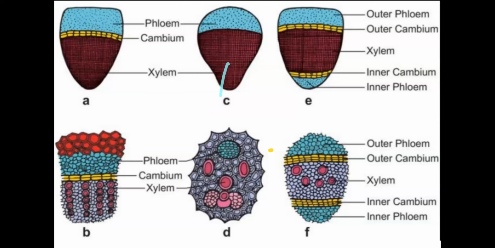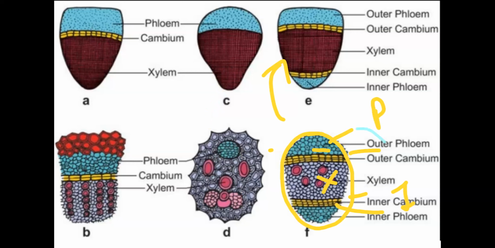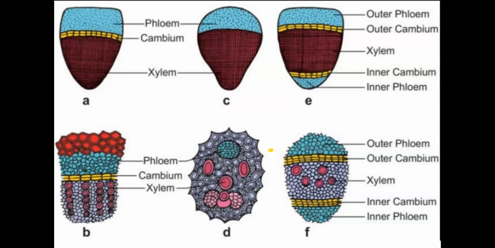And this last one, when I point out this last one: outer phloem, inner phloem, outer cambium, inner cambium, and xylem. Which is this category? Yeah, conjoint and bicollateral. Example, Cucurbita, cucumber and all similar plants have this arrangement in the stem.